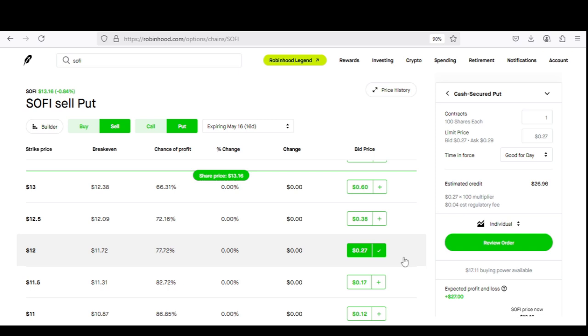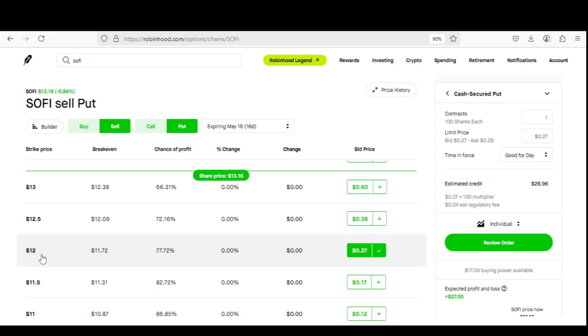Now, the other way this trade could go, once again, come expiration date of May 16th. If this share price right here of 13.16 is anywhere below your $12 strike price that you chose right here, well, now we're going to have to buy 100 shares of SoFi at the $12 per share mark. The reason why we have to do that is that we signed a contract that if SoFi goes below the share price of $12, then we're willing to buy it at that particular price. So we're going to lose our $1,200.